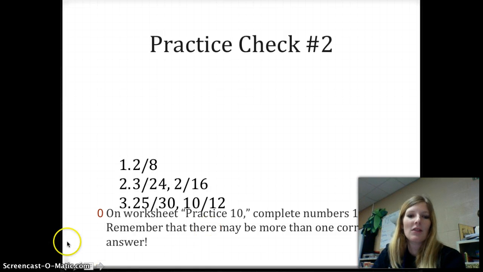Okay, here are your answers. Number 1, you should have also circled 2/8. For number 2, you should have found 3/24 and 2/16. And for number 3, 25/30 and 10/12 were the correct answers.